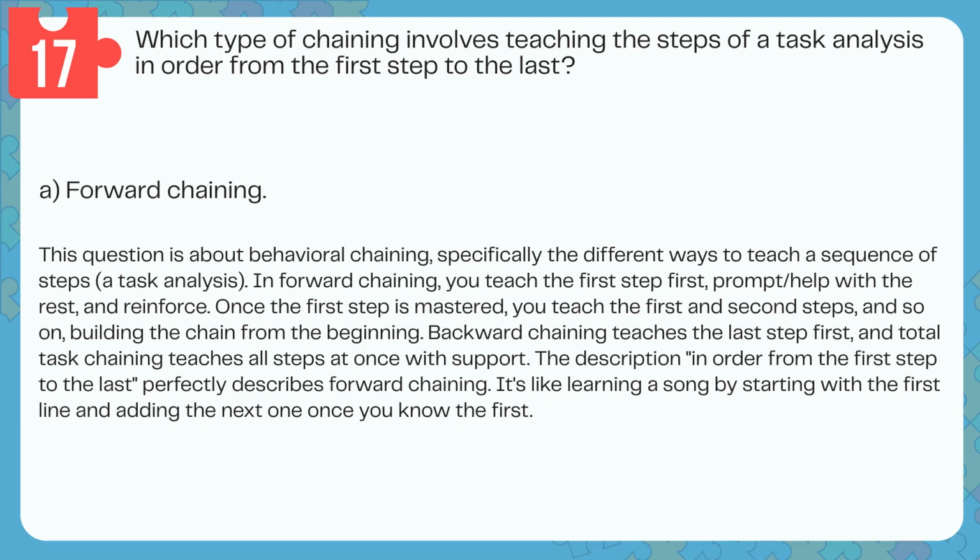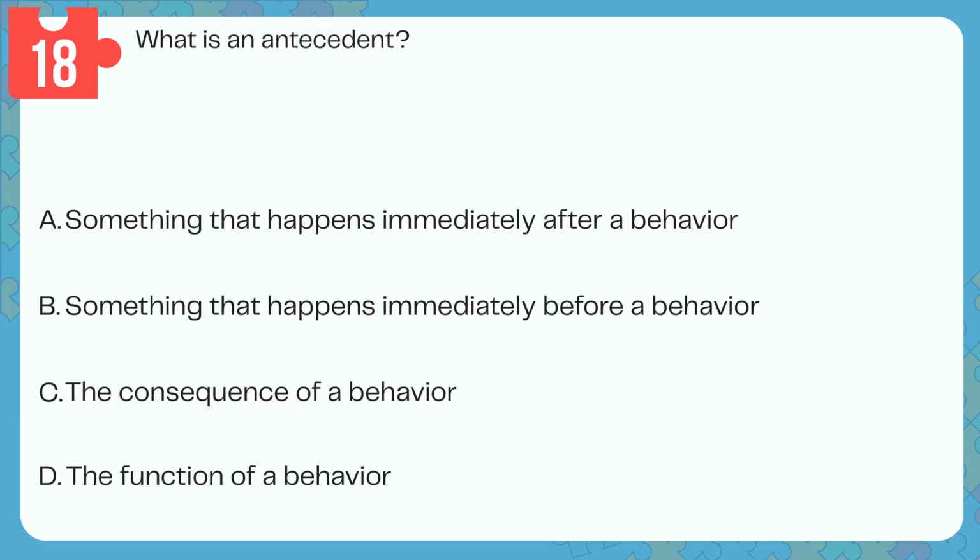It's like learning a song by starting with the first line and adding the next one once you know the first. Question 18. What is an antecedent? A. Something that happens immediately after a behavior. B. Something that happens immediately before a behavior. C. The consequence of a behavior. D. The function of a behavior.